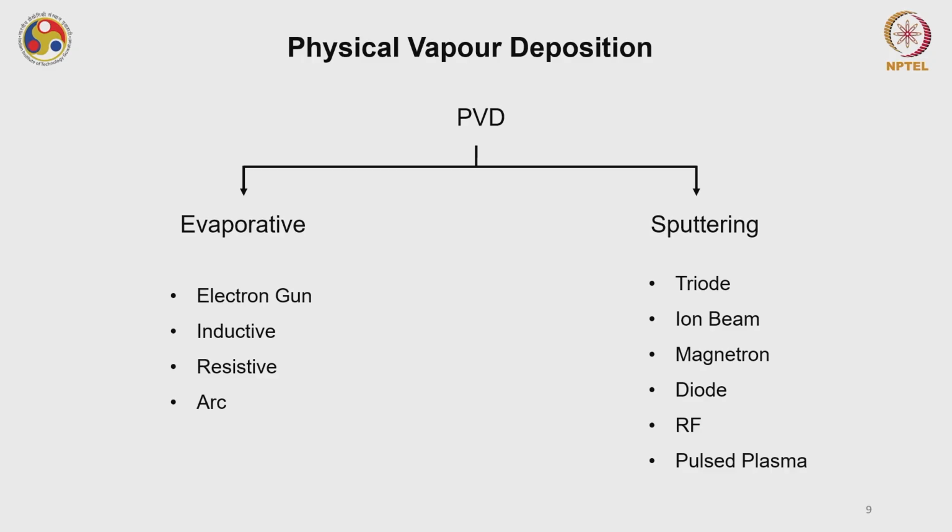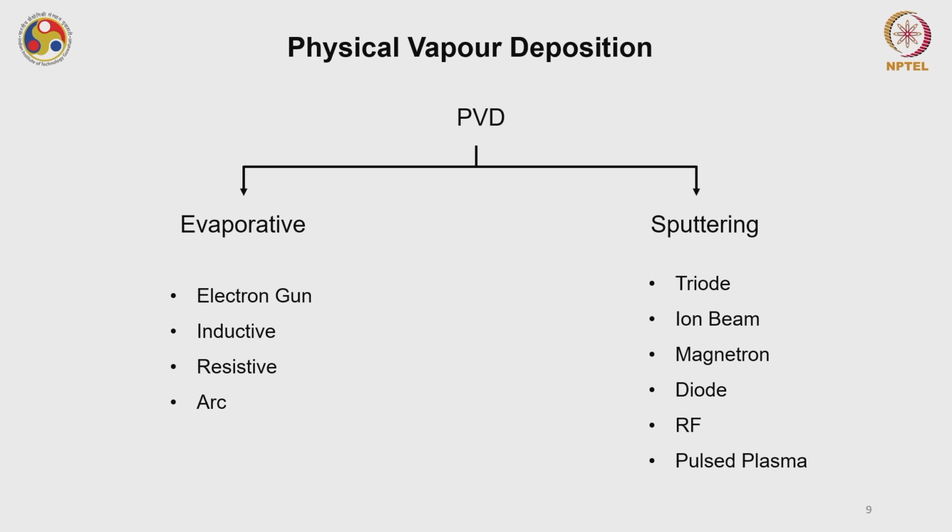So the evaporation method can be of various types, and we'll try to cover some of them. It can be simple thermal evaporation. It can be based on an electron gun, which we call e-beam evaporation. Similarly, based on heating, you have inductive evaporation, resistive evaporation, and so on.